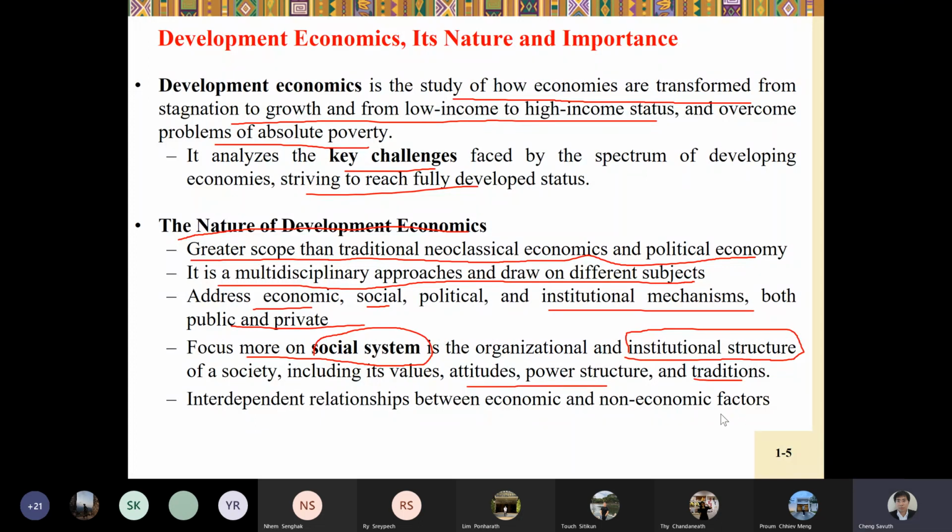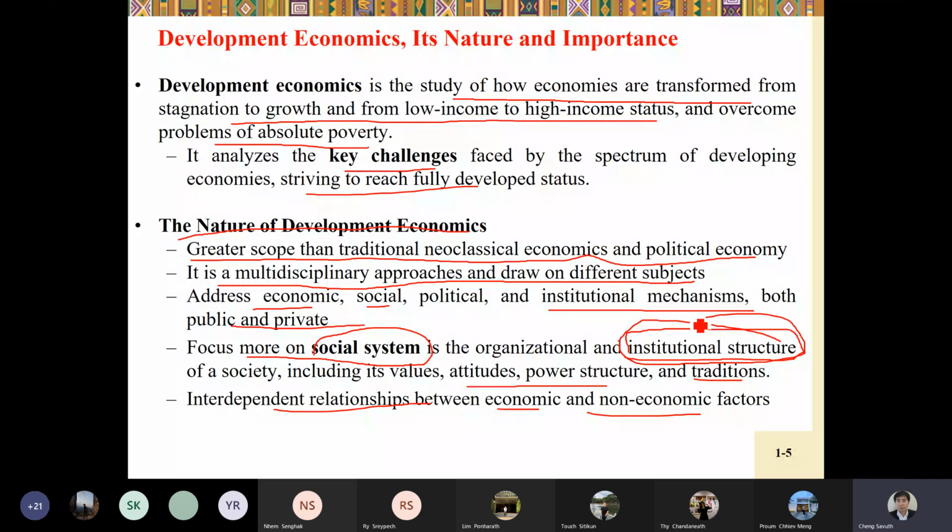In other words, the subject of development economics recognizes the interdependence between economic and non-economic factors, and it pays a lot of attention to institutional structures, because these structures can prevent progress. They could explain why a country cannot move forward, and why some countries move slowly and some move fast.